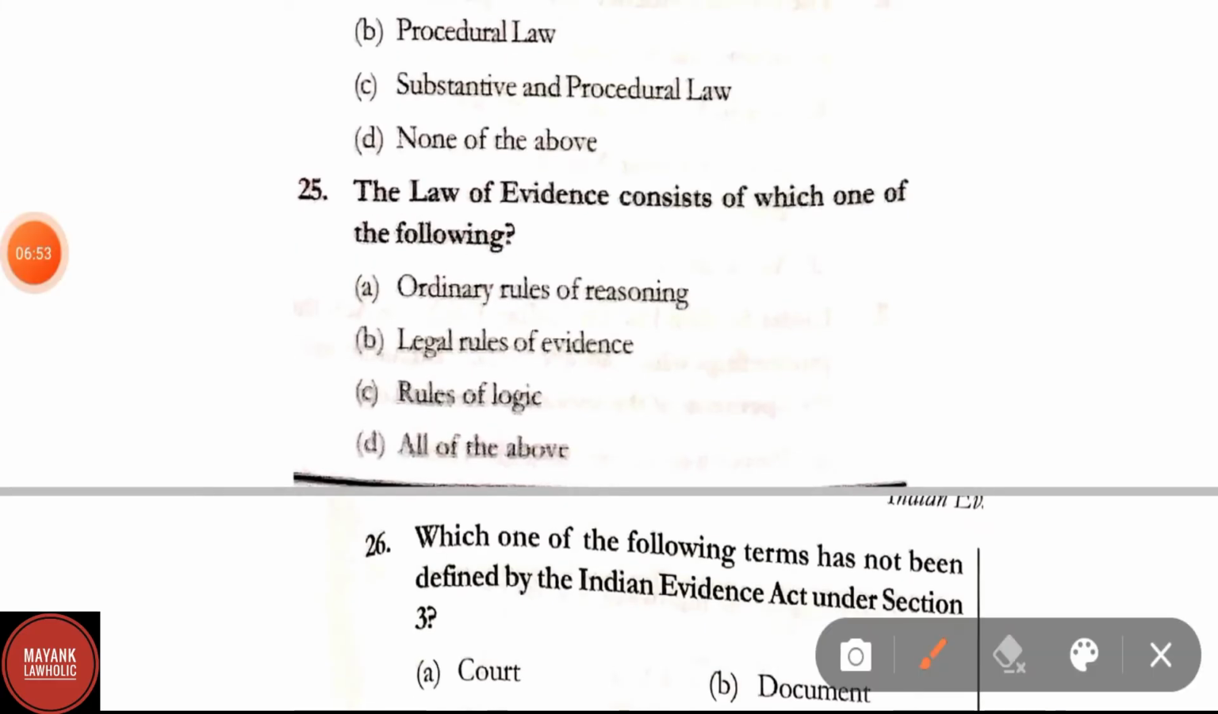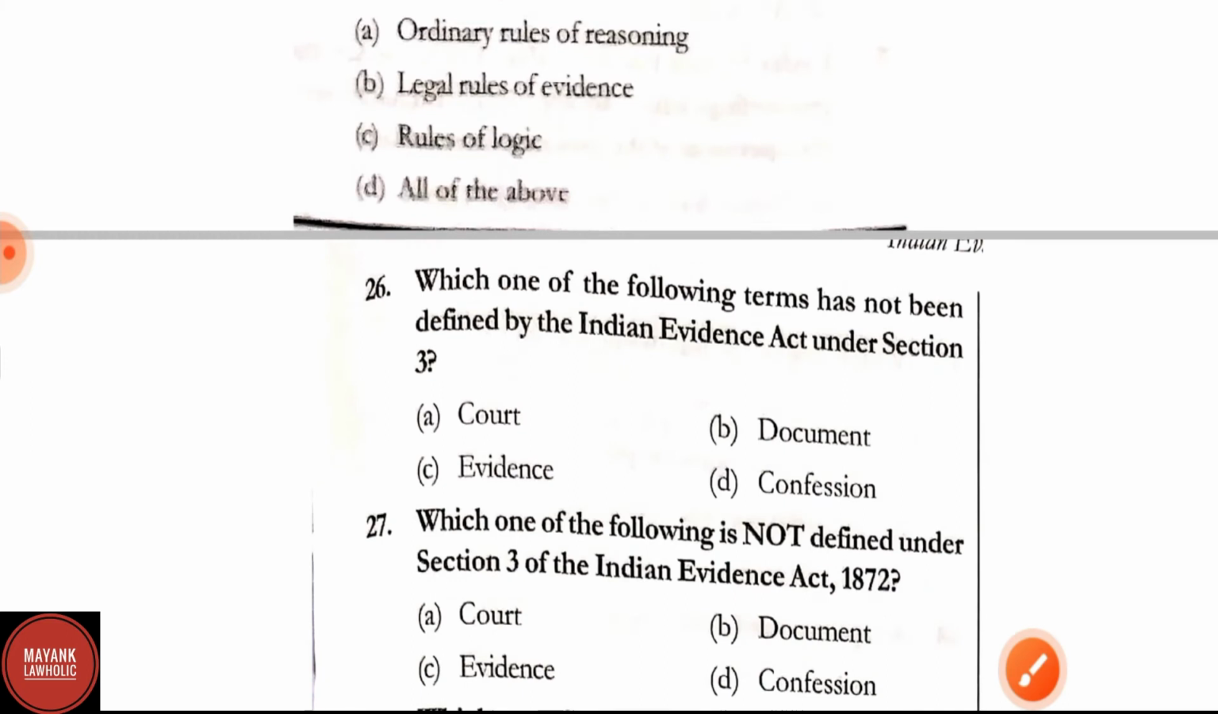Question number 25. The law of evidence consists of which one of the following? Option A, ordinary rules of reasoning. Option B, legal rules of evidence. Option C, rules of logic. And option D, all of the above. Here correct answer is option B, that is legal rules of evidence.